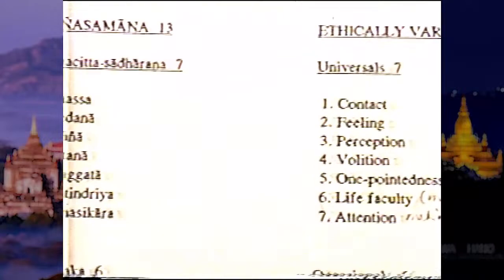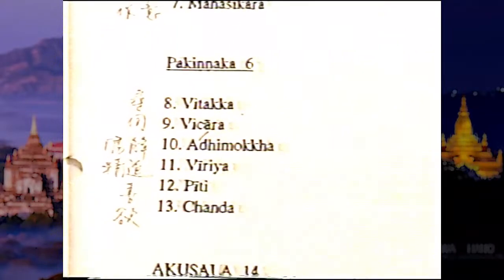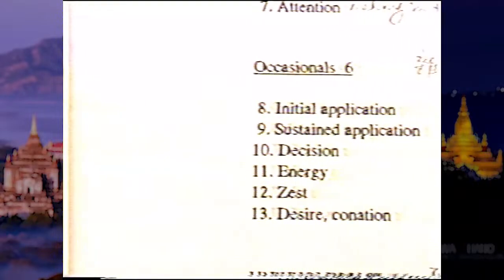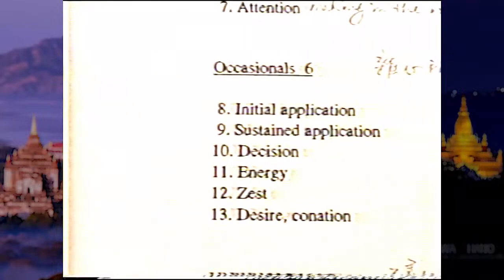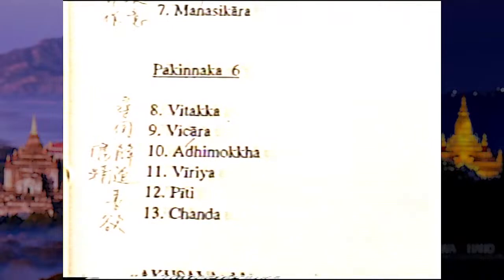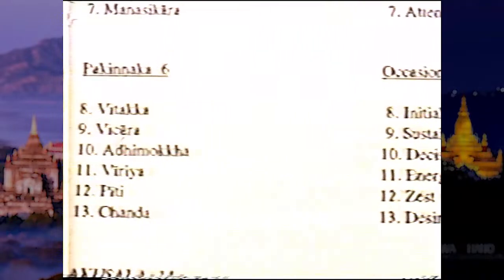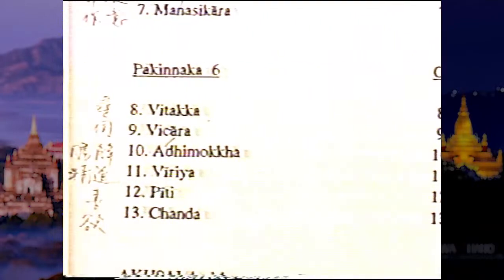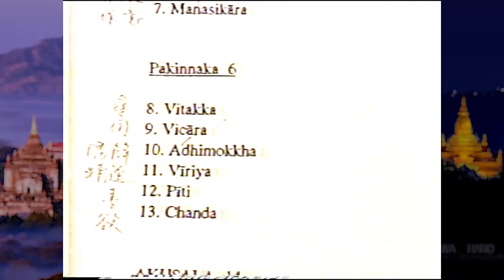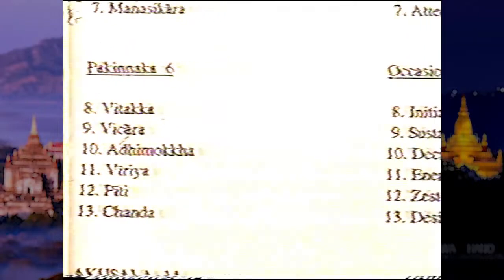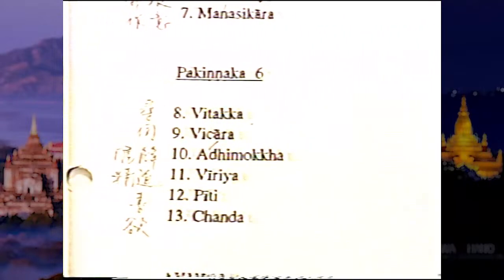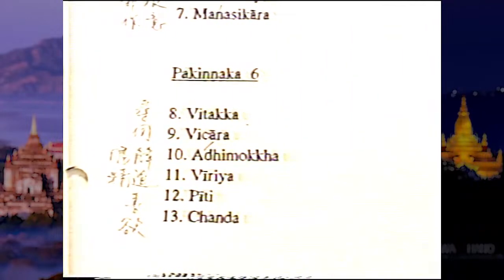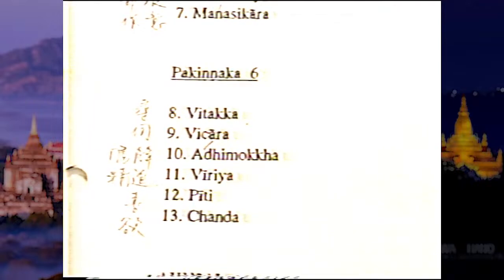And then the second group. The first one is Vitakka, initial application of mind to the object. The second one is Vicara, sustained application of mind to the object. The third one is Adhimokkha, decision. Fourth, Viriya, effort. Fifth, Piti, zest or joy. And the sixth, Chanda, desire, the mere desire to do, or conation. So these 6 are called Pakinnaka or occasionals because they do not arise with all types of consciousness. They arise with some types of consciousness and not with others.